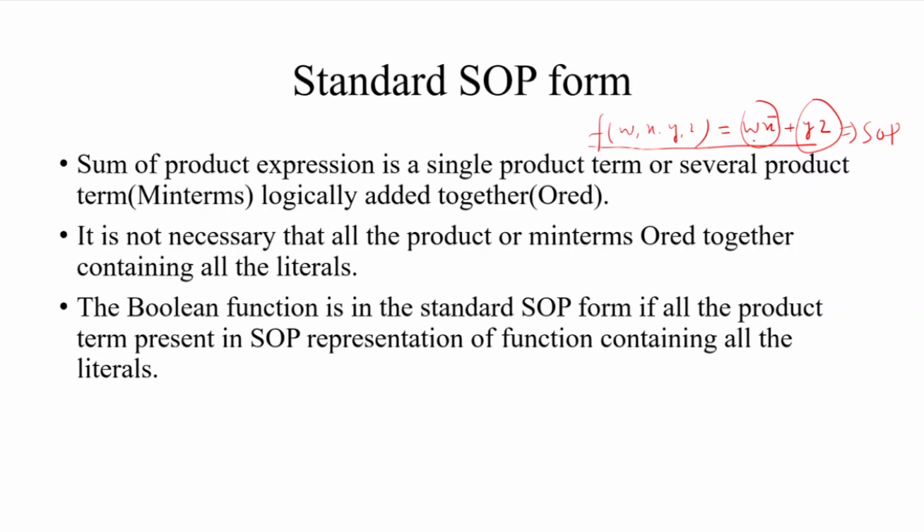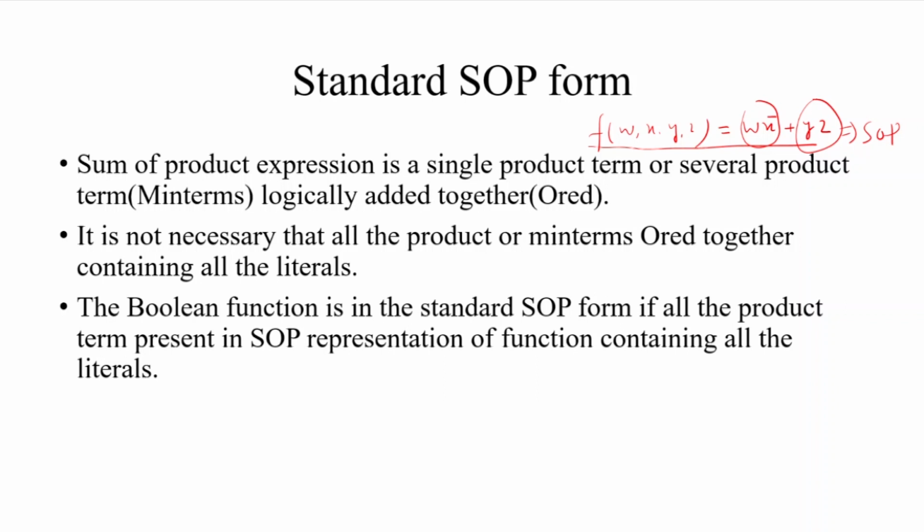Here two literals are absent. In this term, the literals y and z are absent, and in this term, the two literals w and x are absent. So in these min terms all the literals are not present, but the function is in SOP form.